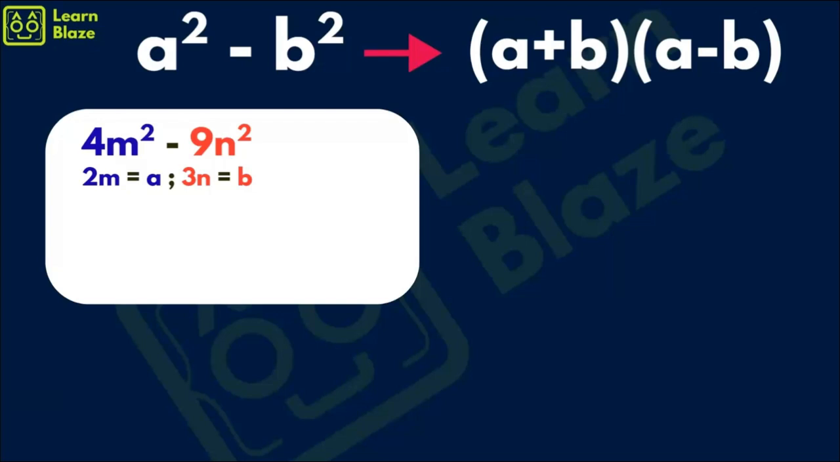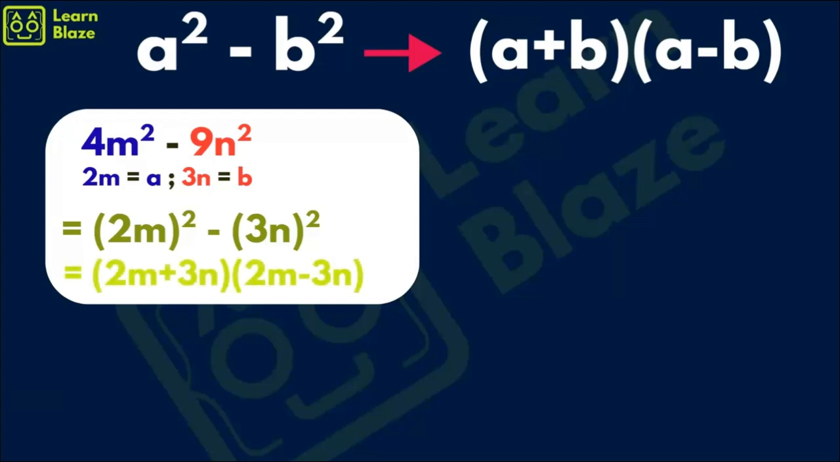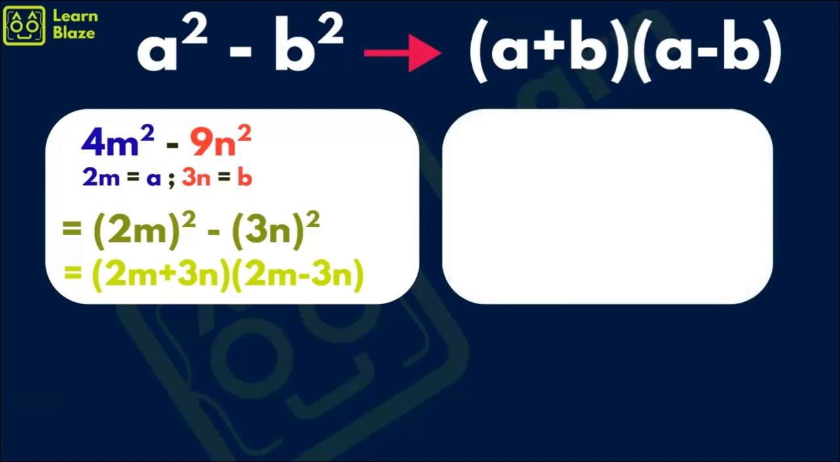If the square is 4m square, then A is the square root of 4m square. The same applies to 9n square. After simplifying, this gives us 2m whole square minus 3n whole square. Upon further solving using the identity, we get the final answer in the form of a plus b multiplied by a minus b. Let's use this identity to solve 95 square minus 5 square.